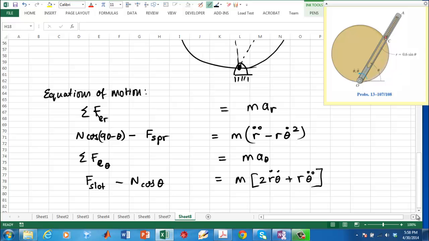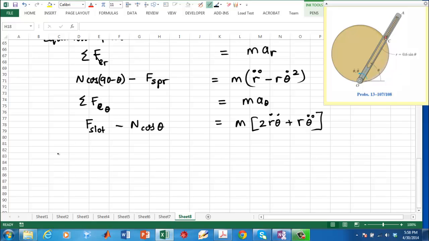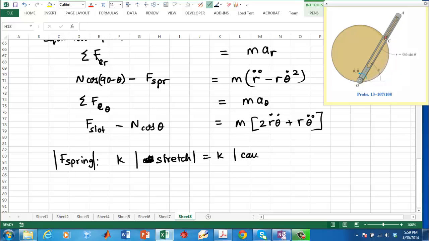So we are now very close to being done. First, we have to calculate F spring. The problem says the spring is unstretched. The magnitude of this force is K times the magnitude of the stretch, which is K times the magnitude of the change in length, which is K times r.